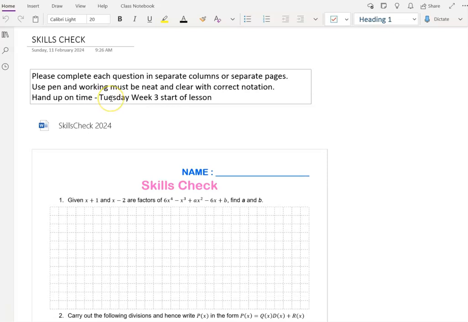Please make sure that it is done in pen. Clearly it's neat and I can read it. My eyesight's getting worse, kids. Be gentle. It is due Tuesday next week.